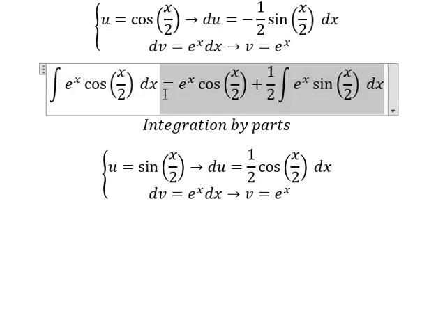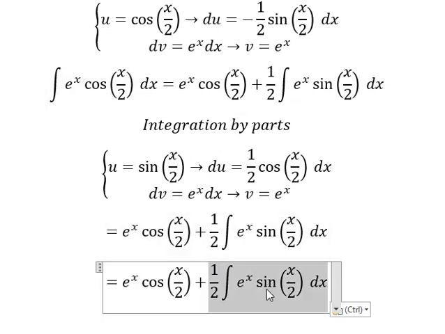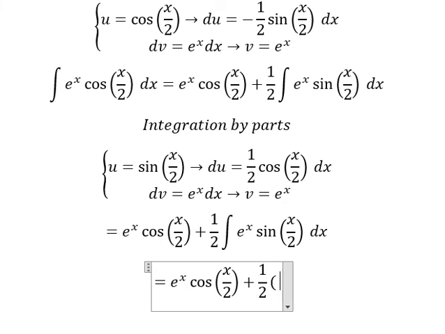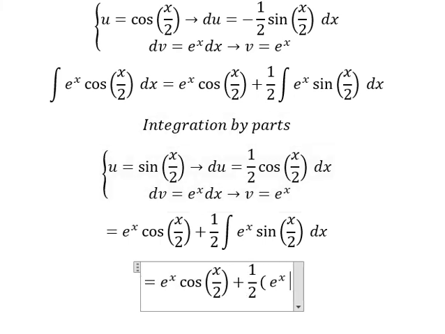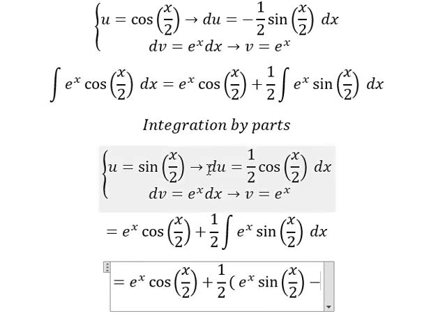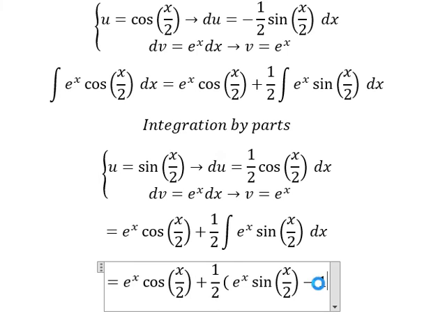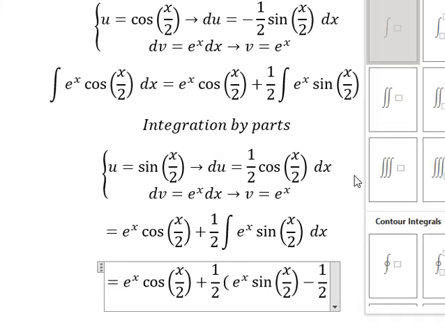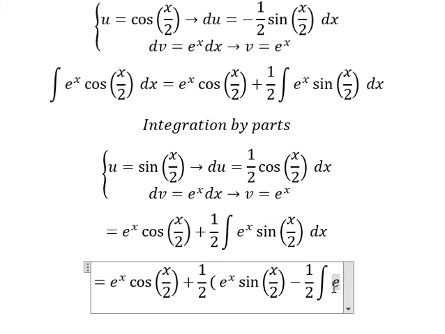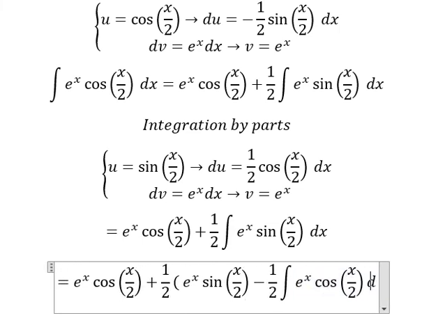So for this one, we have u multiplied by v, minus the u multiplied by v, so we have 1 over 2, and we have the integration of e to the power of x cosine of x over 2 dx.